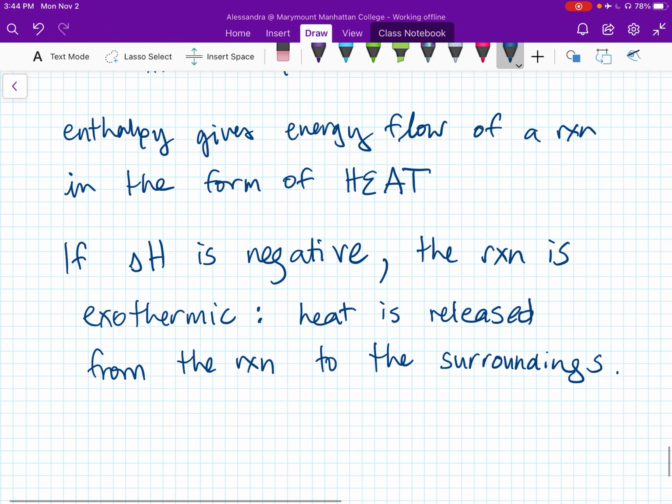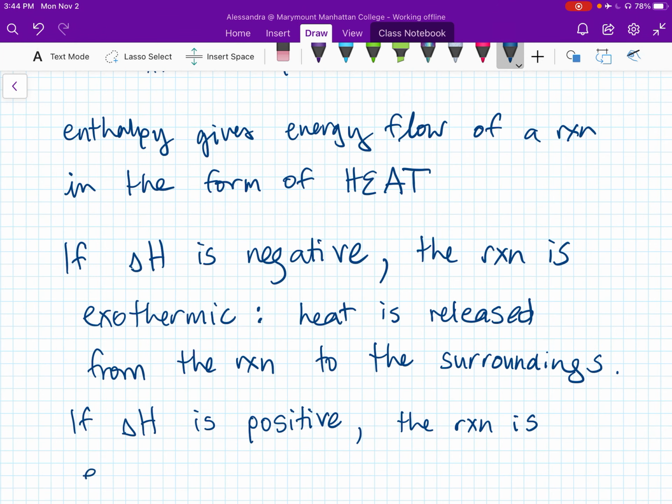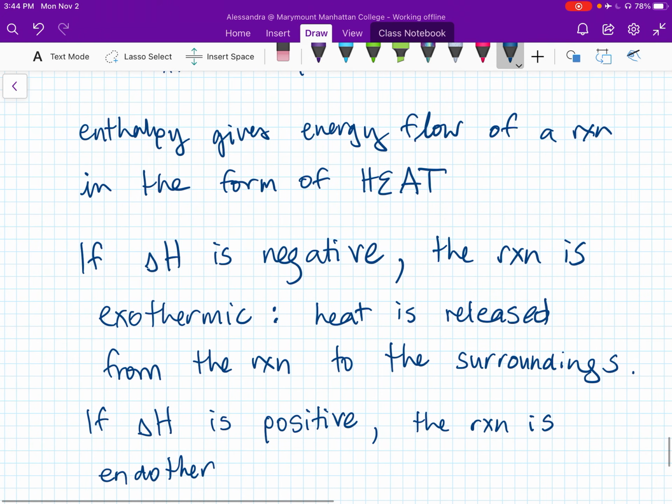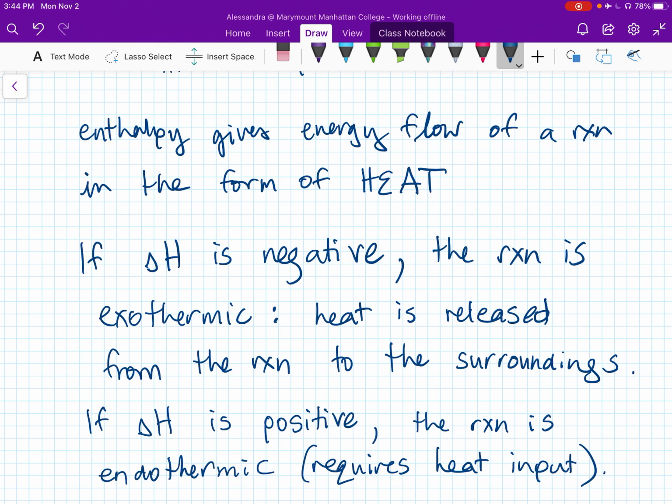Conversely, if delta H has a positive value, that means that the enthalpy of the products exceeds the enthalpy of the reactants, and the reaction is endothermic. That means it's going to require energy input in order to proceed. Okay, so an endothermic reaction requires heat input in order to be able to go in the forward direction.